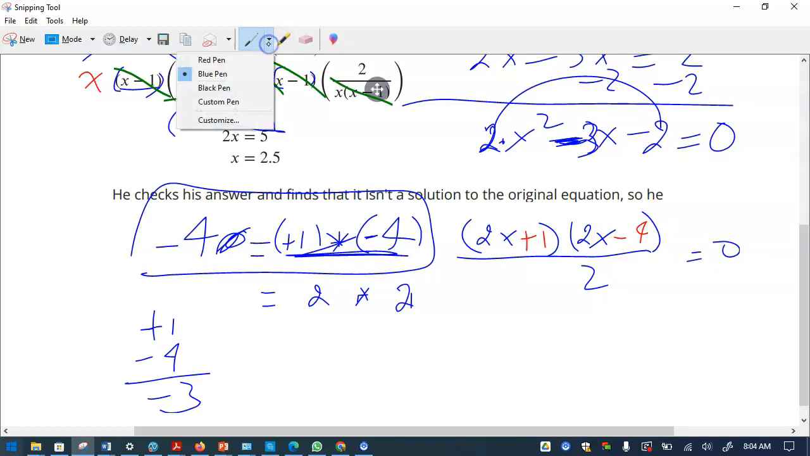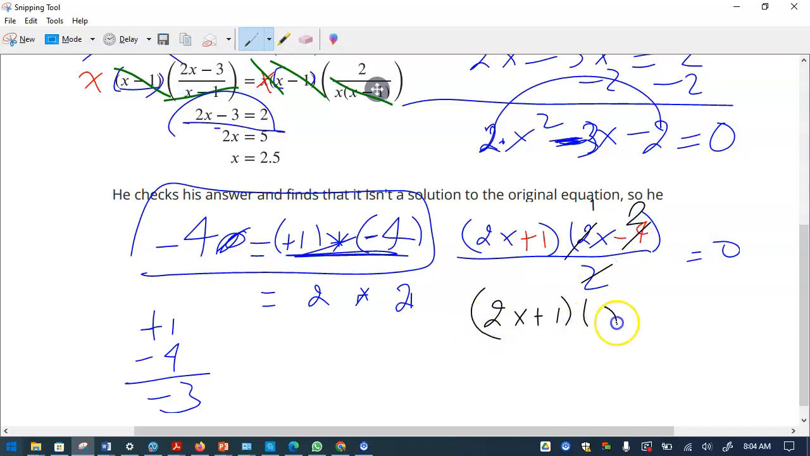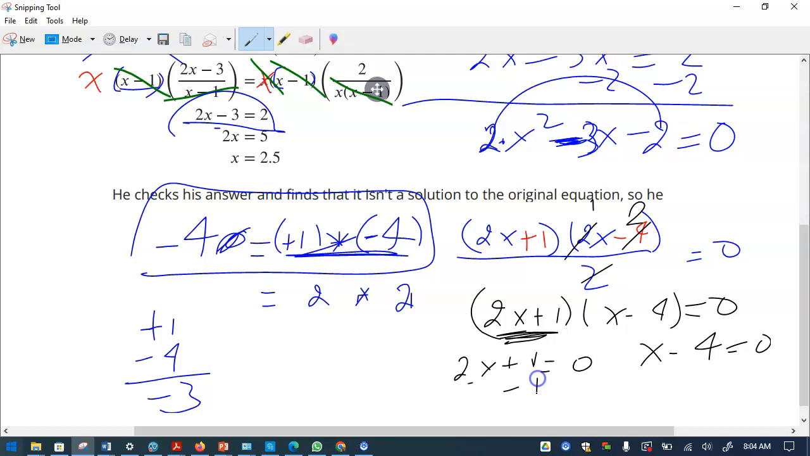So eventually the denominator 2 crosses out. Divide this by 1 times and 2 times. So you get 2x plus 1 and x minus 4 equals 0. And you can either say 2x plus 1 is equal to 0 or x minus 4 equals 0. And you can subtract 1 and work this out and you know the answer.